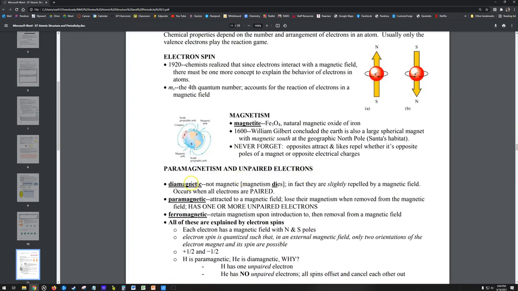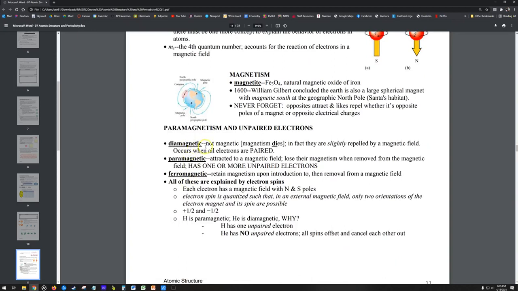Oh, let's talk about magnetism. Diamagnetic means not magnetic. So if you remember, magnetism dies, diamagnetic, not magnetic. These are not magnetic because they have electrons that are paired up together, and so they're going to cancel each other out. Paramagnetic means that the atom is going to be attracted to a magnetic field. They're going to lose their magnetism when removed from the magnetic field. And this is because it has unpaired electrons. So it's going to be attracted to a magnet.